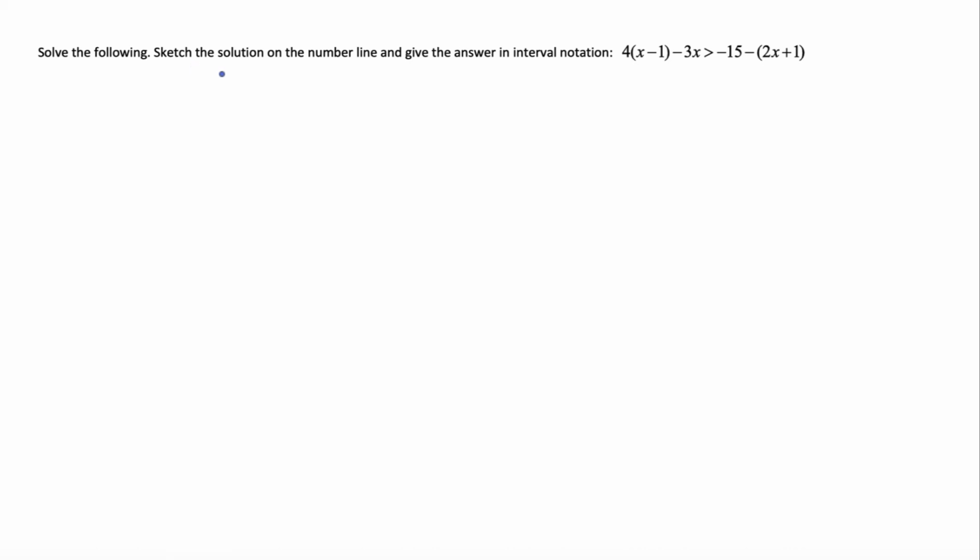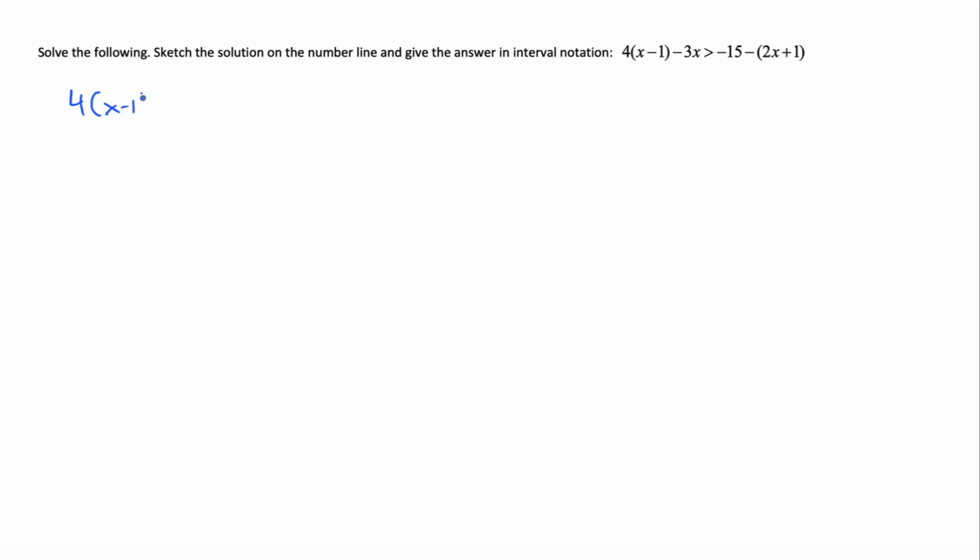Solve the following. Sketch the solution on the number line and give the answer in interval notation. We have 4 times (x minus 1) minus 3x greater than negative 15 minus (2x plus 1). Okay, the first thing we should do is simplify this, right?